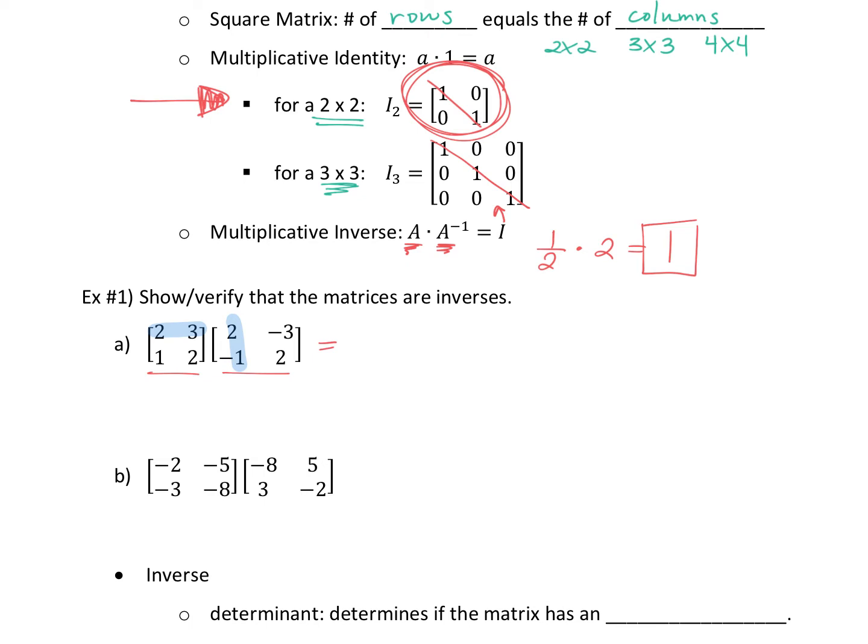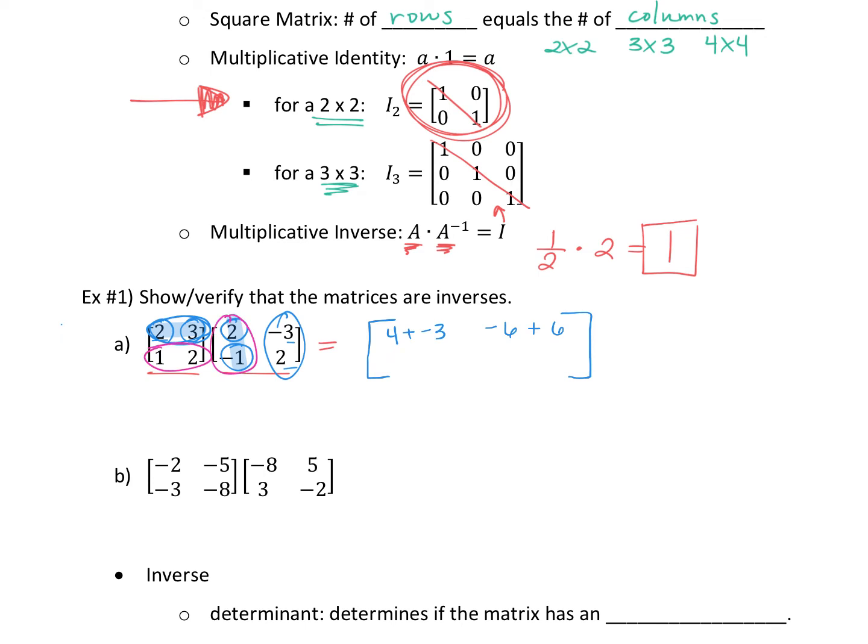First row, first column. I'm going to do a whole lot less highlighting right now because we've done a lot of this, so I feel like we don't need to highlight quite as much, but tell me to slow down if I lose you. So you would go 2 times 2 is 4, plus 3 times -1, so a -3. First row, second column would be 2, 3 with -3, 2. So it's 2 times -3, or -6, plus 3 times 2 is 6.